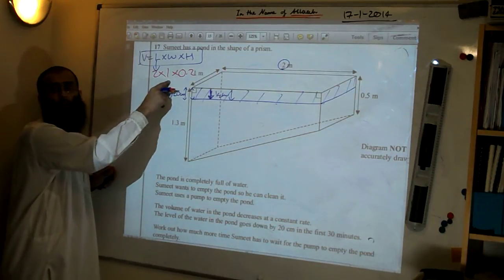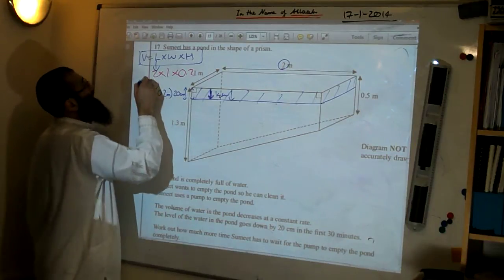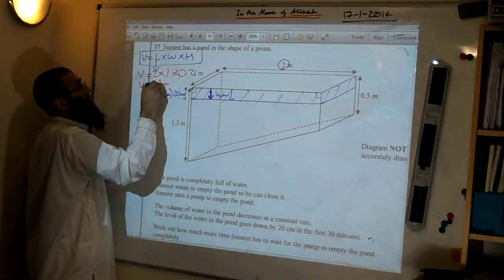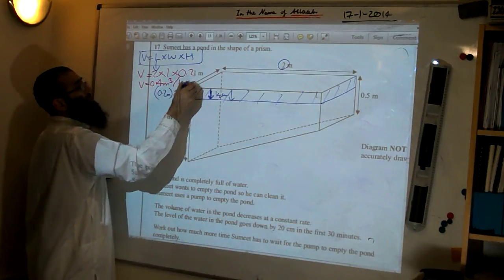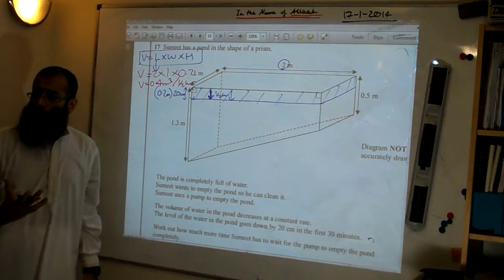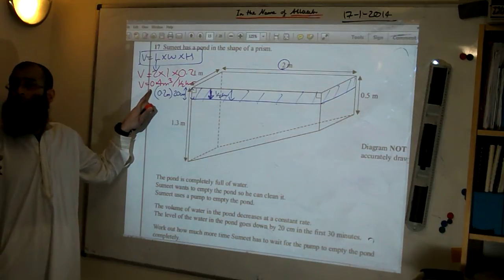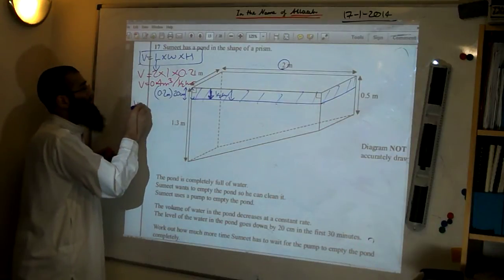So, 2 times by 1, folks, is 2. And 2 times by 0.2 is 0.4. So the volume is equal to 0.4 meters cubed per half hour. So 0.2 times by 2 gives us 0.4. That's how we've lost 0.4 meters cubed of volume in half an hour. So how much have we lost in a full hour? 0.8.